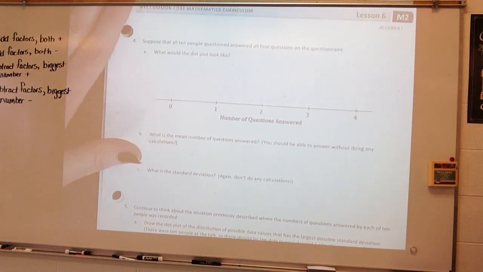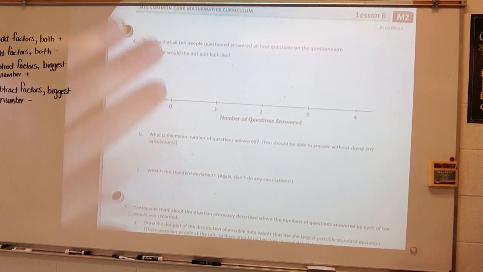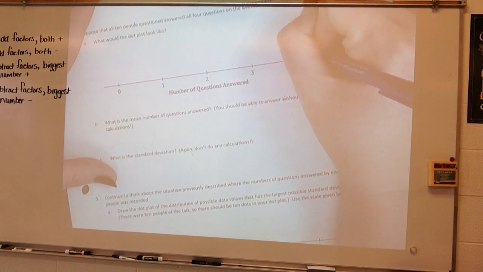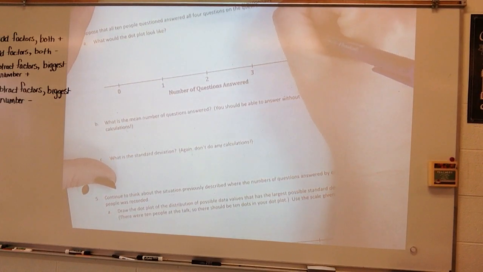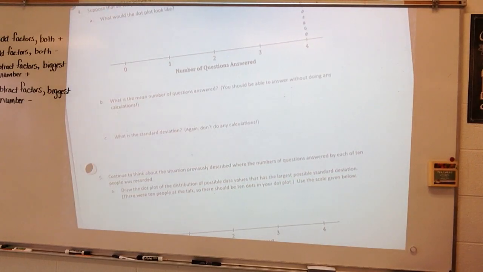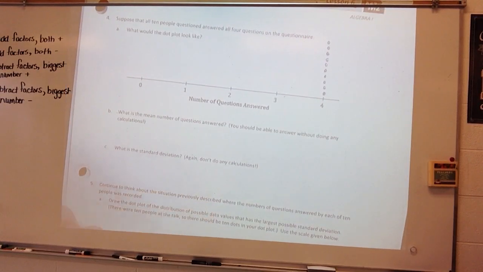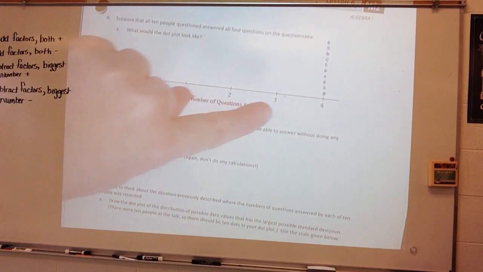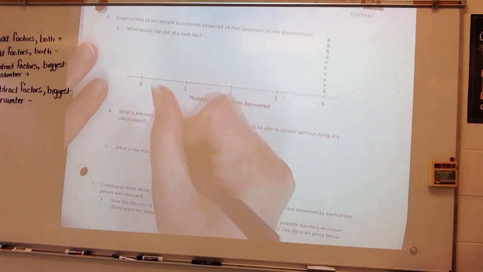Alright, let's look. Suppose that all 10 people answered all 4 questions on the questionnaire. What would the dot plot look like? Well, if all 10 people answered, 1, 2, 3, 4, 5, 6, 7, 8, 9, 10, all of my dots would be there. So what would the mean of this be? Well, you should be able to do this without calculations. If they're all at 4, the mean is going to be 4.